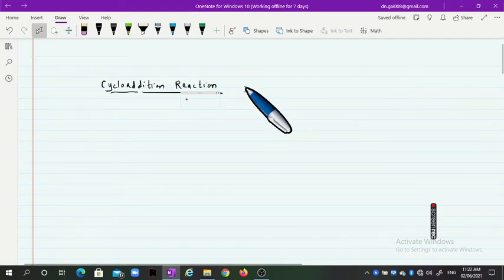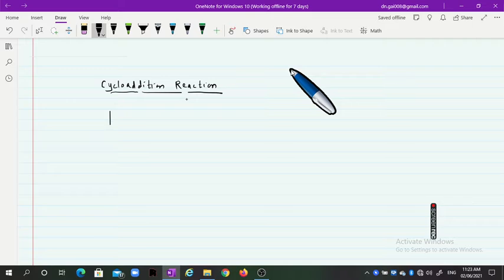Dear students, today we will discuss the cycloaddition reaction. Suppose we have an unsaturated system, that is ethylene, the first molecule of ethylene, and this is the second molecule of ethylene. Under photochemical conditions, by such a mechanism, it gives a cyclic product.